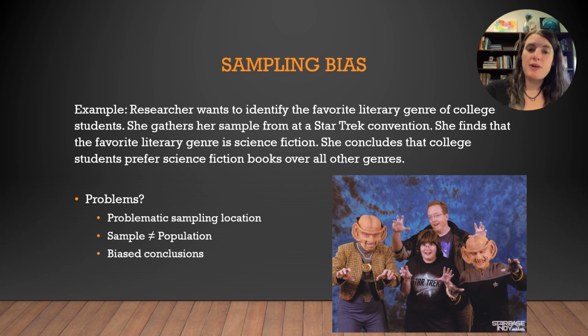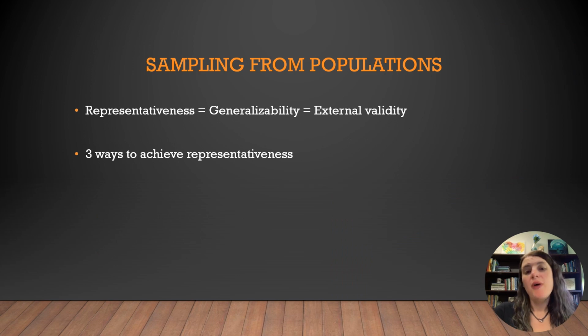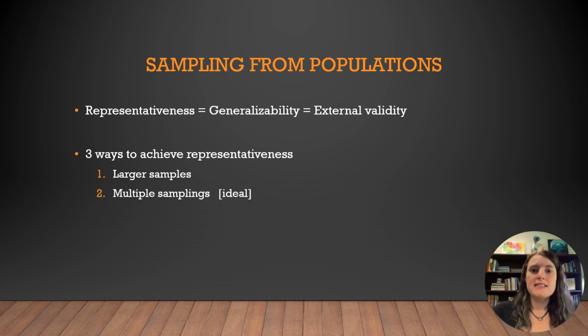This sample doesn't represent the diverse opinions of college students, and therefore any conclusions I make based on that sample will be biased. So how do we achieve a representative sample? There's 3 ways. First, a larger sample, and that makes sense, right? The more people you include in your research, the more likely you will capture all of the diversity within your sample.